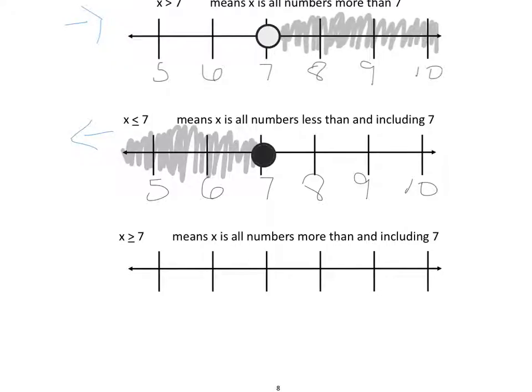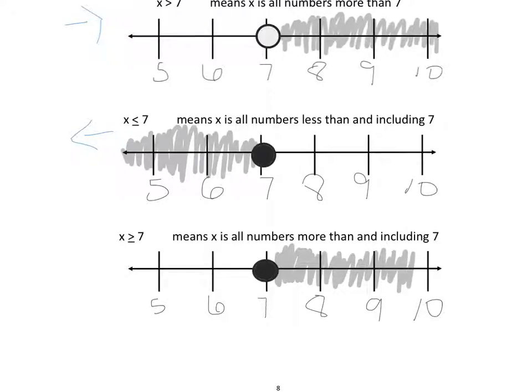Now for the last one, once again, we need our same number line. And we have that x is greater than or equal to 7. This means that x is going to be all numbers that are more than and including 7. So we start off with our dot at 7. And since it includes 7, we're going to shade it in. Now, we are asked for all the numbers that are more than 7. By underlining it and including 7, that's what the shaded in dot indicates.